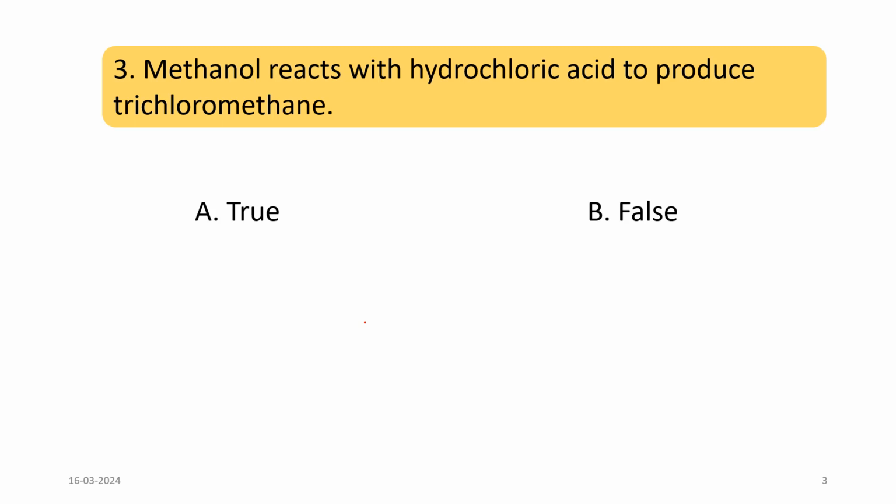Then PET, polyethylene terephthalate, is also produced from methanol. So there are, even after dehydrogenation of methanol, some basic alkanes are also produced. So methanol has huge applications. So this is one of them. Methanol reacts with hydrochloric acid to produce trichloromethane. Is it true or false?